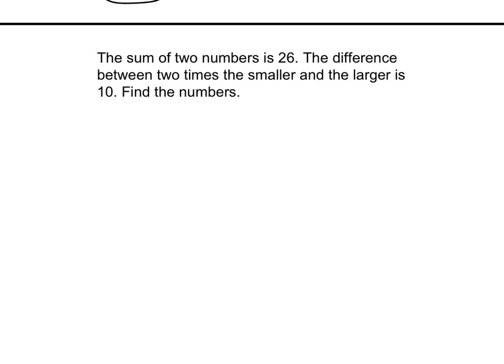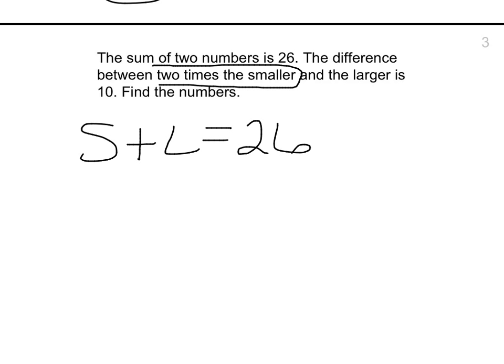Okay, so let's look at these. We have the sum of two numbers is 26. So again, S plus L equals 26. Now the difference between 2 times the smaller, so I'm going to say that first. So that's 2S, and then minus, because 2 times the smaller was the first thing it said. So it goes first and then minus. And then the second thing that we have the difference between is the larger. So that means 2 times the smaller minus the larger. And then equals 10.